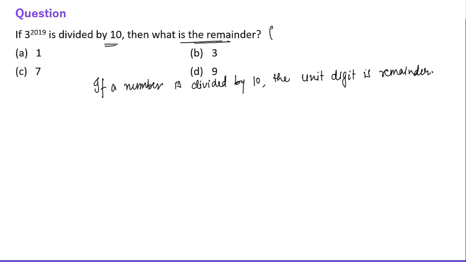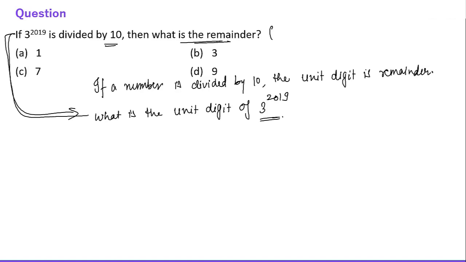Okay, everyone? Right. So this question is asking, we need to find the unit digit of 3 raised to the power 2019. The given question is equivalent to this question: what is the unit digit of 3 raised to the power 2019? So what is the cyclicity of 3? Cyclicity of 3 is 4.